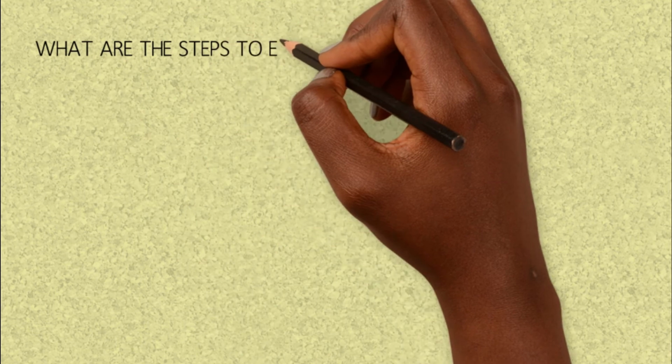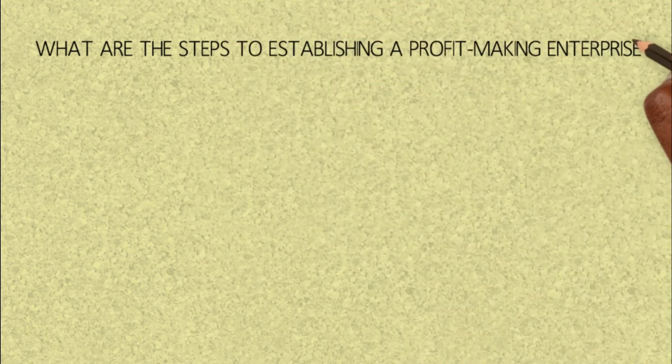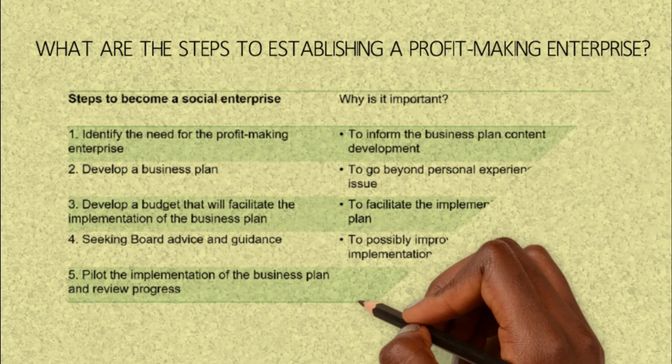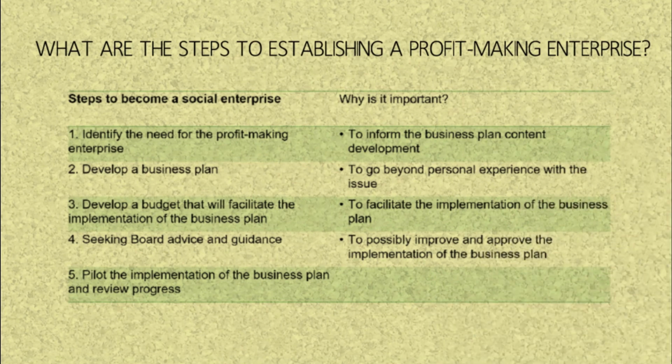The key steps that we need to take into account when putting in place this model is, first of all, identify the need for the profit-making enterprise. In that case, you need to carry out a market survey, to scope the market and see what is actually the need, that if you intervene, it can enable you to make significant returns on investment. Secondly, you need to develop a business plan. Thirdly, you need to develop a budget that will facilitate the implementation of the business plan.